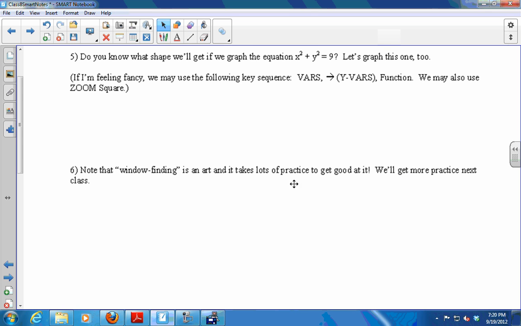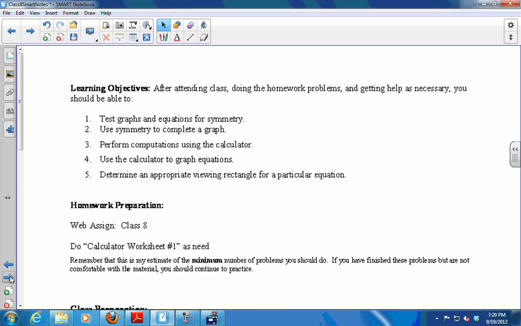So deciding what window to use is an art. It takes a lot of practice. We'll do more of it next class. And we rushed through that, but hopefully it's enough. We're going to do more with calculators next class.